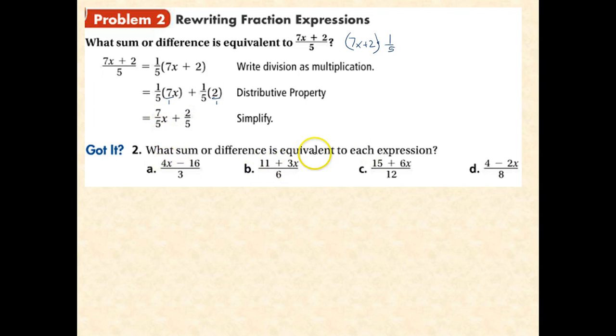So what sum or difference is equivalent to each one of these? Go ahead and pause and give yourself a chance. Push play when you're ready to see it.